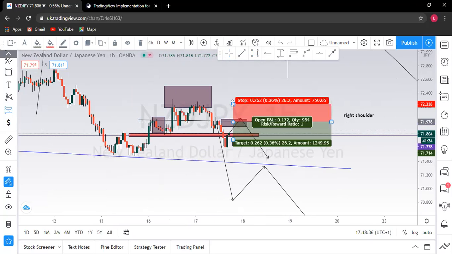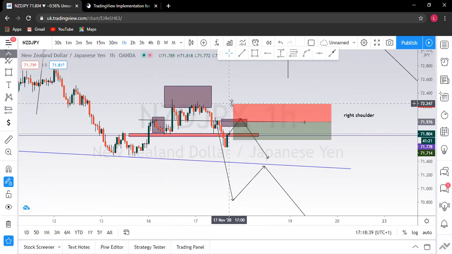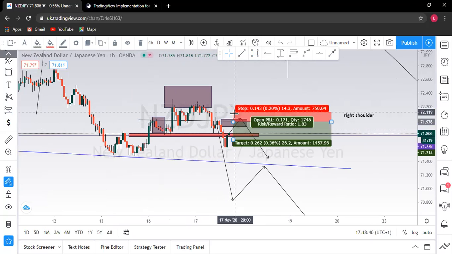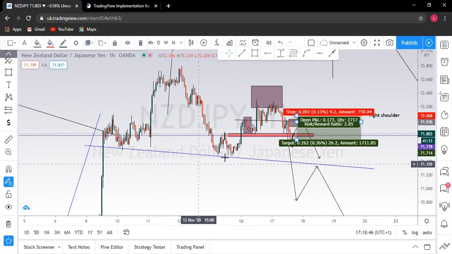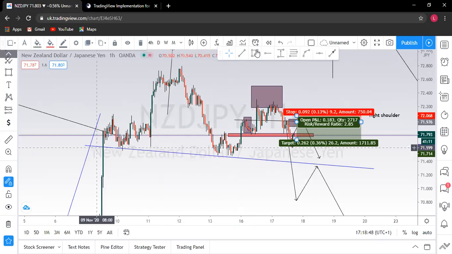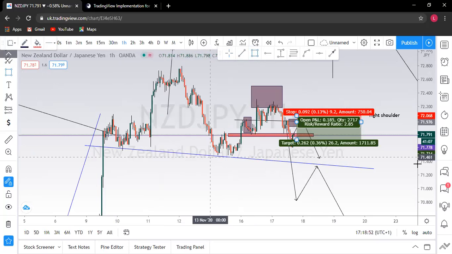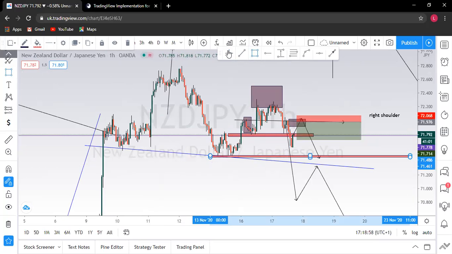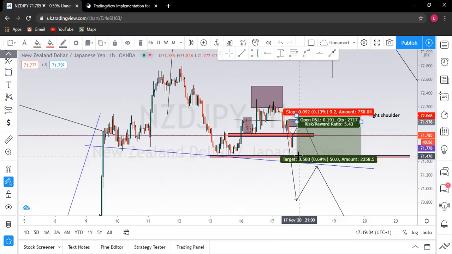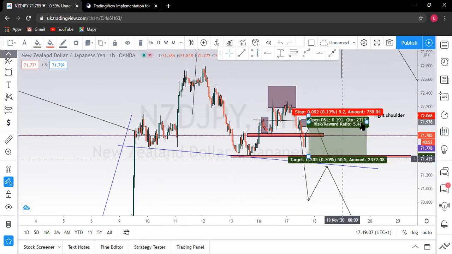So then we adjust our stop loss a little bit above the right shoulder, the formation of the right shoulder. Okay, you understand? Then you take it to the nearest support. This is actually the nearest support, meaning that your TP1 will be here. That's like 50 pips profit, 1:5.